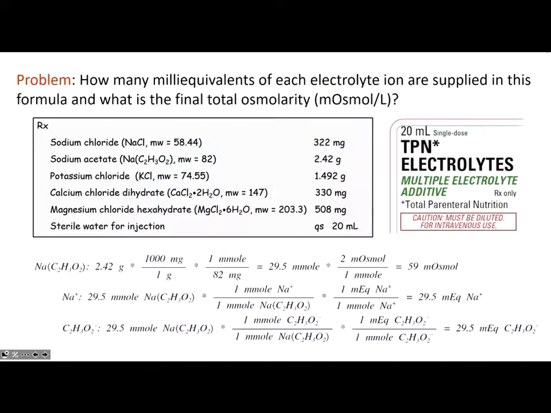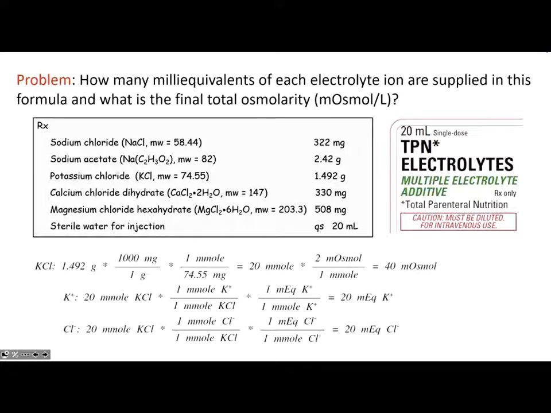Okay, so let's do the same thing for sodium acetate, and I'll try to speed up here for the sake of your sanity. It works all the same. Sodium acetate provides 1 sodium and 1 acetate. So how many milliosmoles? 2 particles for every millimole. And again, since it's 1 to 1 all the way across, and the valence on sodium is 1 and the valence on acetate is 1, once you multiply across with the millimoles, you get the same values. I'll spare you; potassium chloride works the same way.